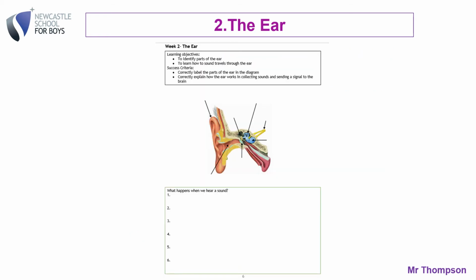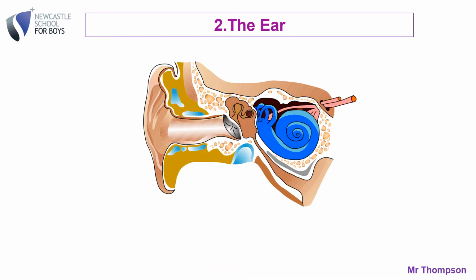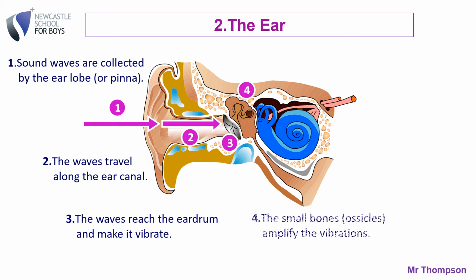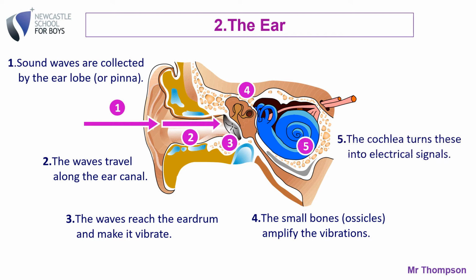So now you've done that, at the bottom of this page you'll see we've got 6 steps of how we hear sound. I'm going to go through the 6 steps and you can write them in as 1, 2, 3, 4, 5, 6. So first of all, the sound waves are collected by the earlobe or the pinna. Number 2, they travel along the ear canal. And 3, it makes the eardrum vibrate back and forth. And number 4, the small bones in the middle ear amplify the vibrations and pass them through. And that is then taken to the cochlea, which turns the vibrations into electrical signals. And then this electrical signal is taken to the brain through the auditory nerve. So if you'd like to pause the video and label those 6 steps.